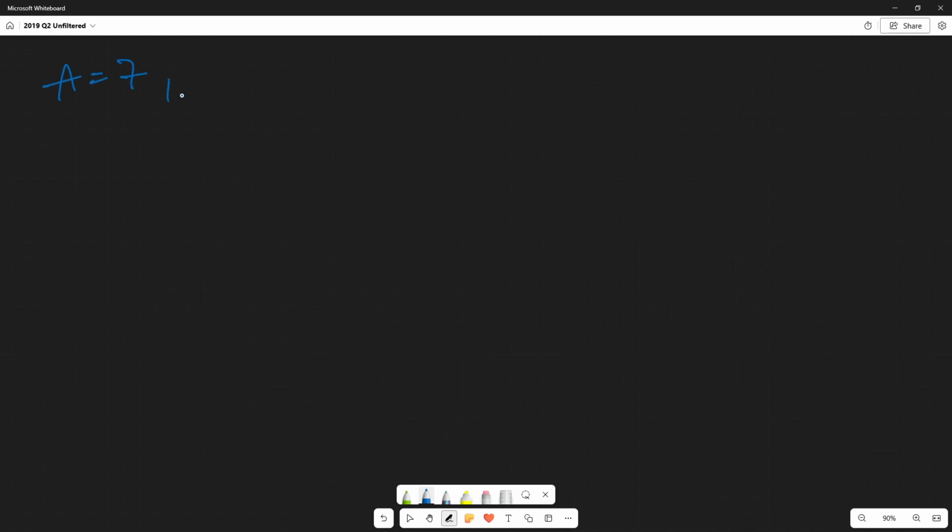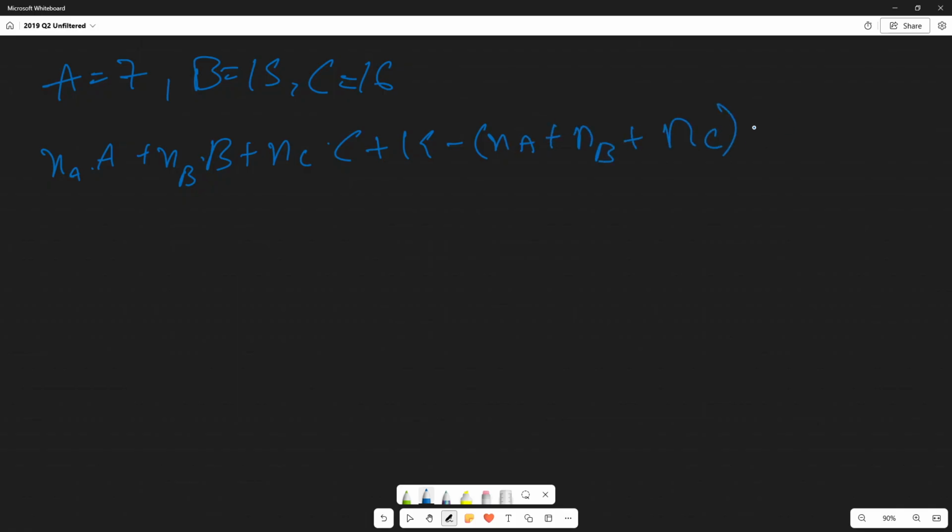A equals to 7, B equals to 15, C equals to 16. We know the formula, n of A into A plus n of B into B plus n of C into C plus K minus n of A plus n of B plus n of C equals to 76 for time.